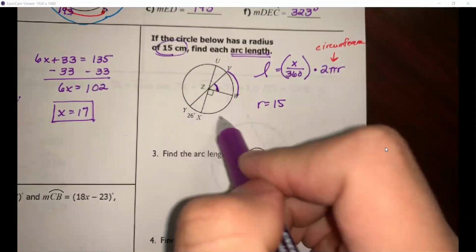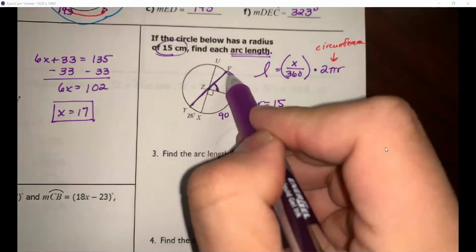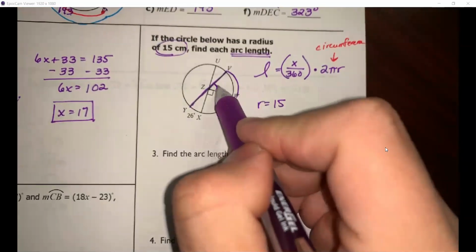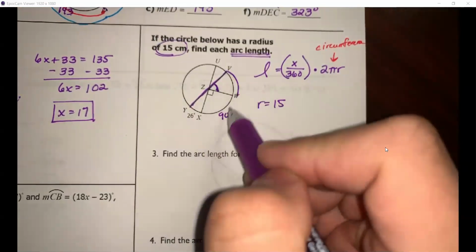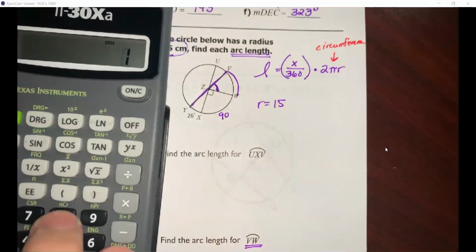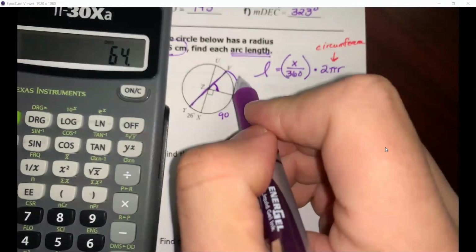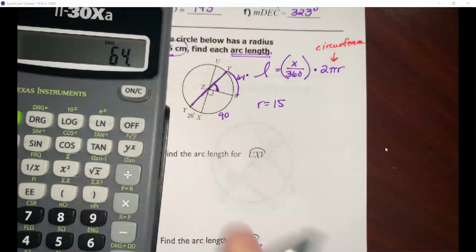So I know that I have 90 degrees right there. This is a straight line. So to figure out the measure of that arc or that angle, I have to subtract from 180. Let me do that real quickly. I know I have 180 minus 90 minus 26, and that's equal to 64. So I know that this right here is 64 degrees.